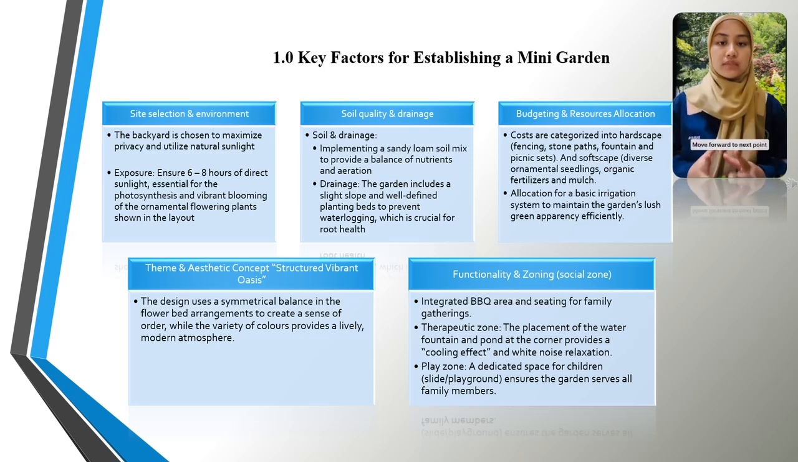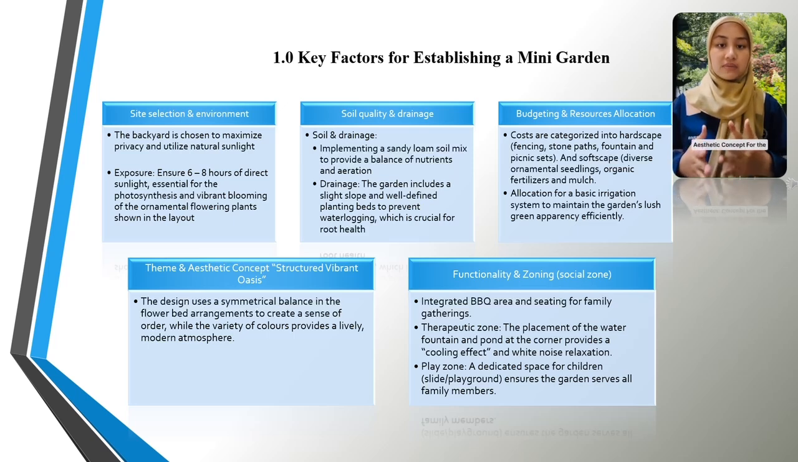Moving forward, the next point is budgeting and resource allocation. For budgeting, my resource allocation is divided clearly into 2 categories. For hardscape, this covers structural elements like fencing, stone path, the fountain, and picnic sets. The second is softscape. This includes diverse ornamental seedlings, organic fertilizer, and mulch. I have also allocated a portion of the budget for a basic irrigation system to maintain the garden's lush green appearance with high efficiency.